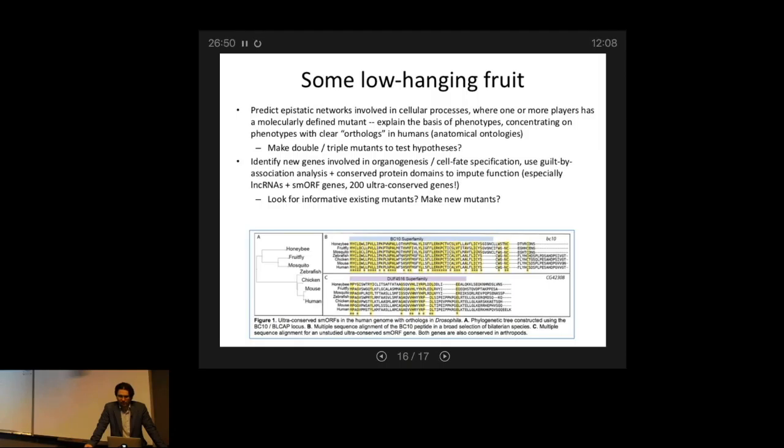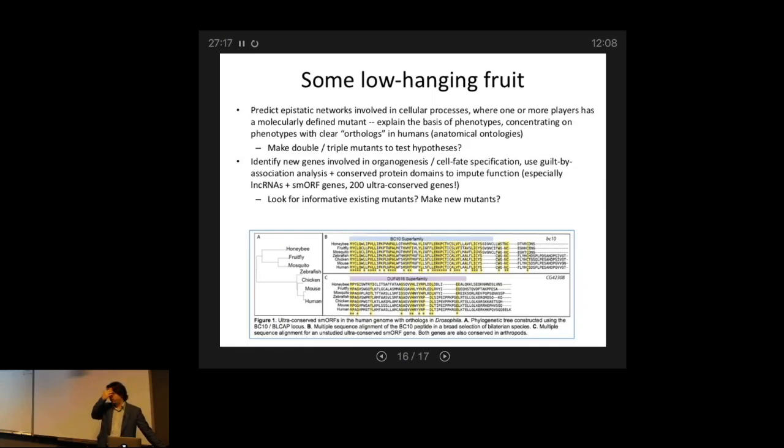We can try and explain the basis of phenotypes where we have a phenotype but we don't know why, concentrating on phenotypes with clear orthologs to human to complement the Undiagnosed Disease Network, particularly leveraging anatomical ontologies. There's a very nice anatomical ontology now linking fish to human. We should leverage it. We could also consider in the ZenCode ITN and with other collaborators trying to make some double and triple mutants to test hypotheses about epistatic interactions.